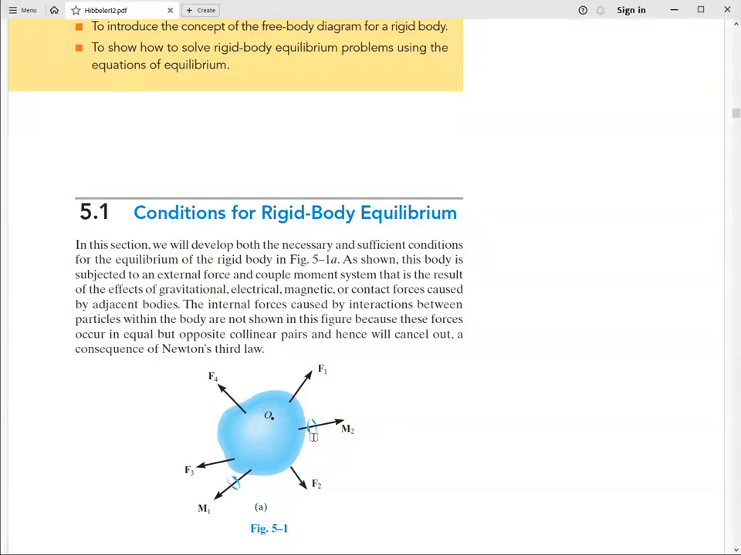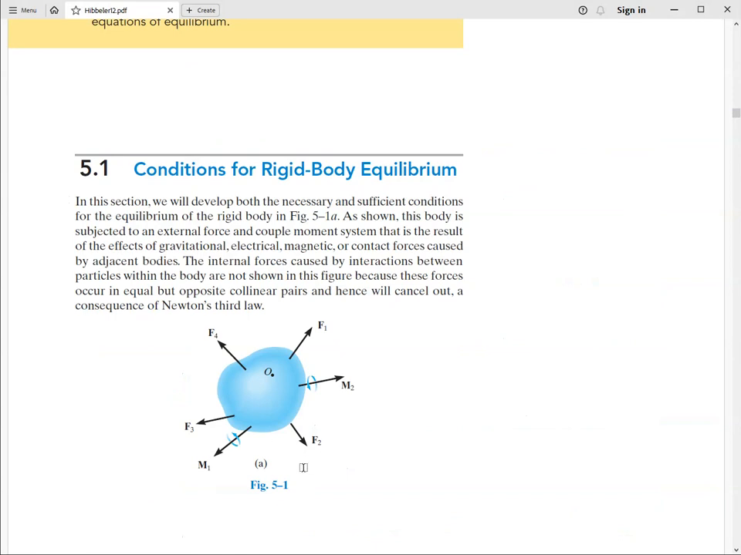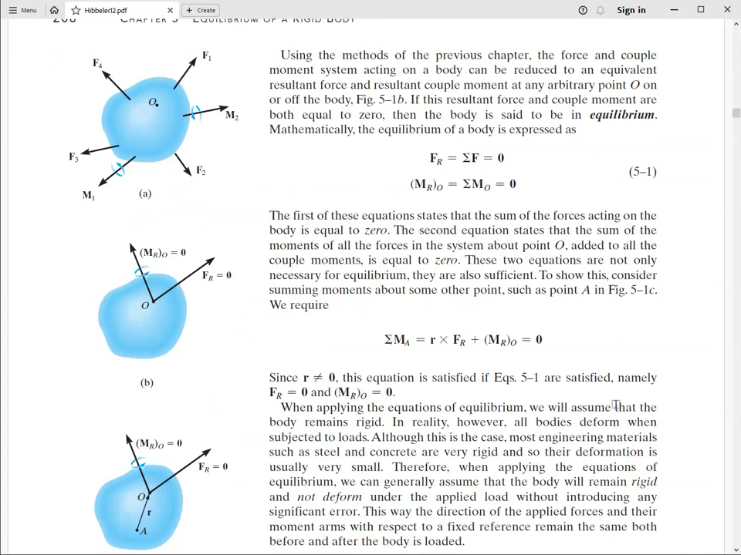So shown here is an isolated body that's acted upon by forces and moments, four forces and two moments. And the condition of equilibrium is for these forces together, that is the vector sum, to be zero, and the sum of moments, couple moments, where the moments of the forces, including the directly generated couple moments, to be equal to zero. So when you evaluate the moments of the forces, you pick an arbitrary point, sorry. And so, yeah, these are the conditions of equilibrium.